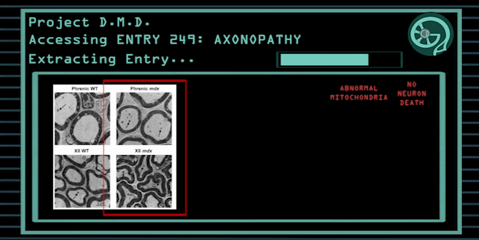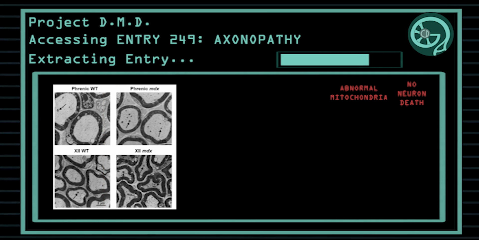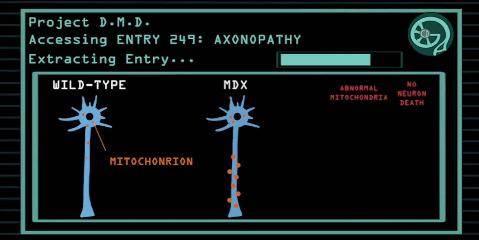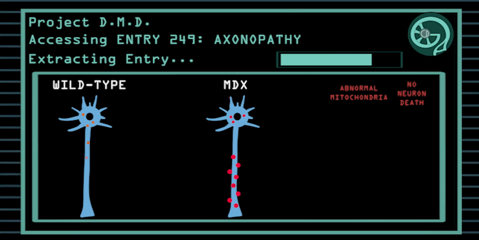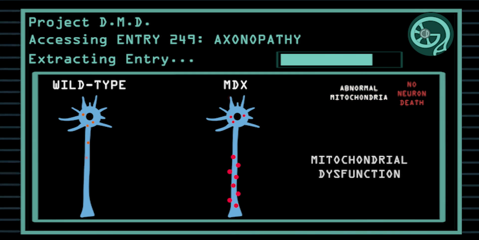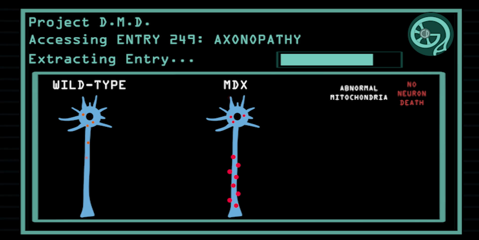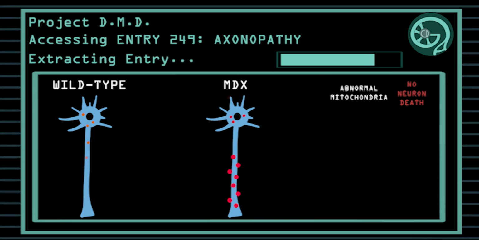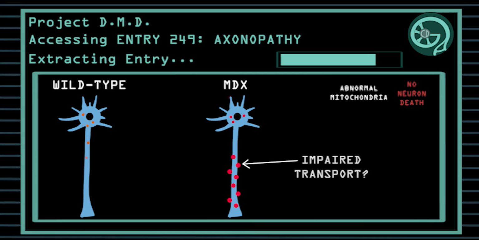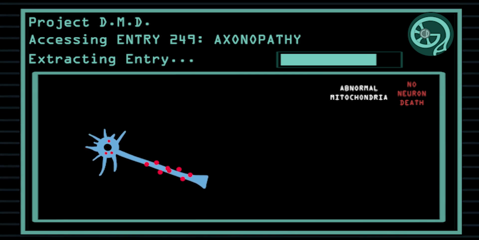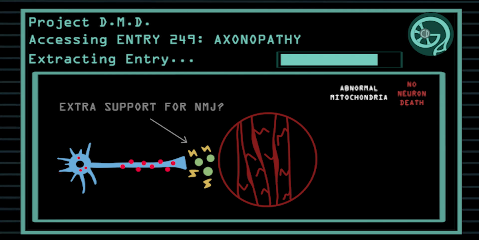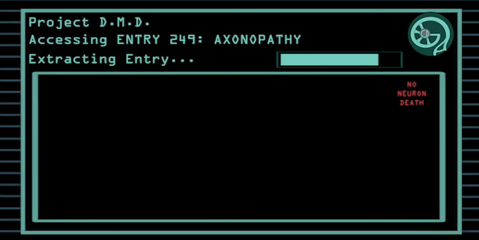Abnormalities in mitochondria are also indicators of cell dysfunction. Size measurements indicated that mitochondria in MDX nerves were swollen, a common sign of mitochondrial dysfunction. Accumulation of mitochondria in the axoplasm, that is, the cytoplasm in the axon, is an indicator that healthy transport through the axon may be impaired. It can also be a compensatory mechanism transporting extra organelles toward the damaged neuromuscular junction.